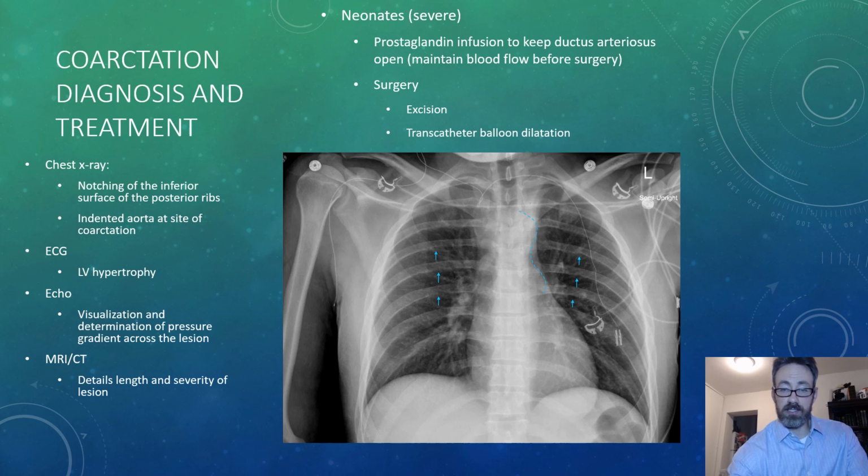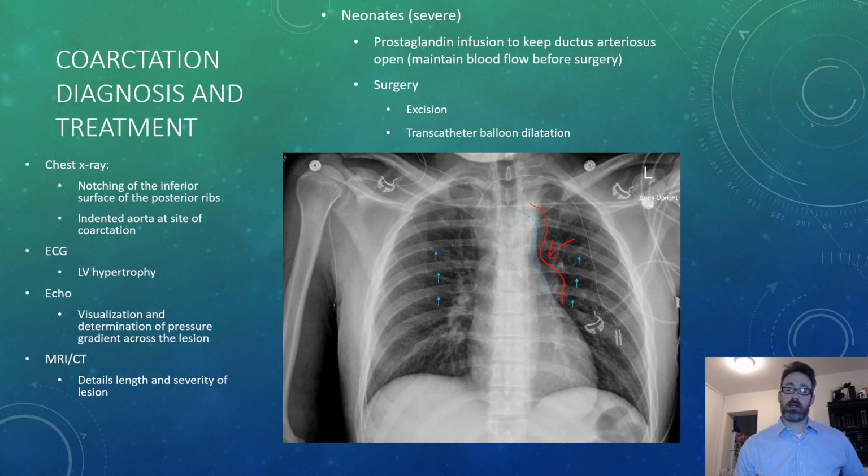You can also see the little dotted line, the 3 sign. The indentation here is really where the coarctation is occurring in the aorta. Okay, so that's the 3 sign. On ECG, you see left ventricular hypertrophy. You might also see an enlarged silhouette of the heart on the x-ray. The echo can visualize and determine the pressure gradient across the lesion, so it can make some useful measurements. MRI and CT can detail the length and severity of the lesion itself, how much of it is coarcted and what's involved, so it gives you some more detail.